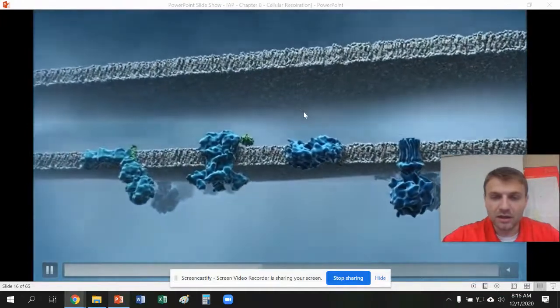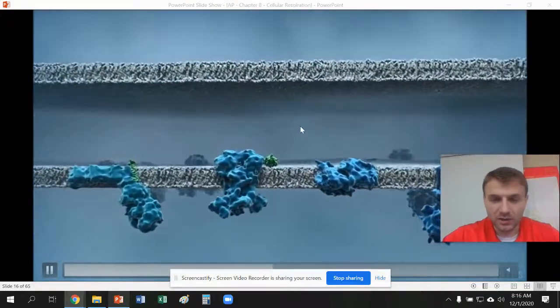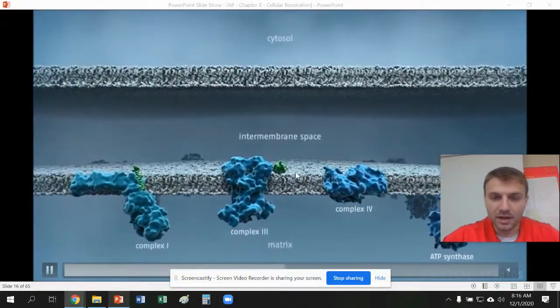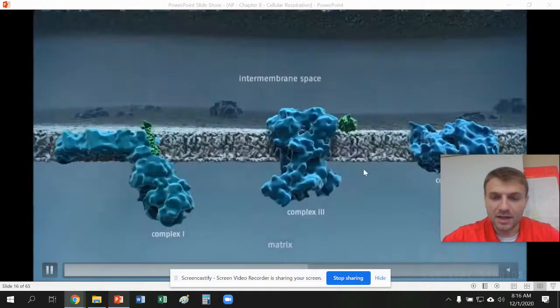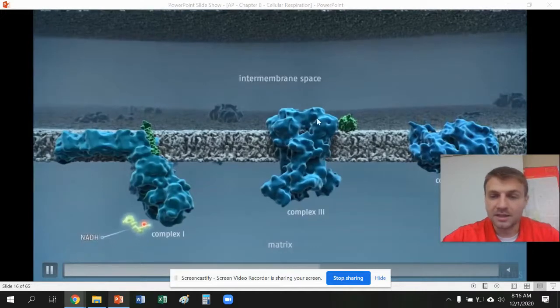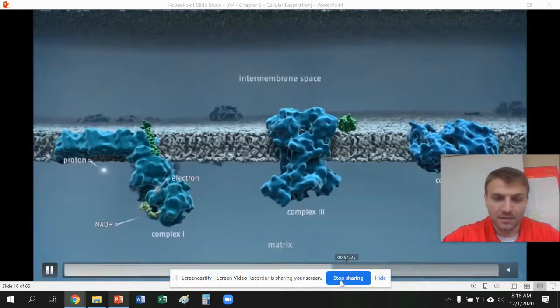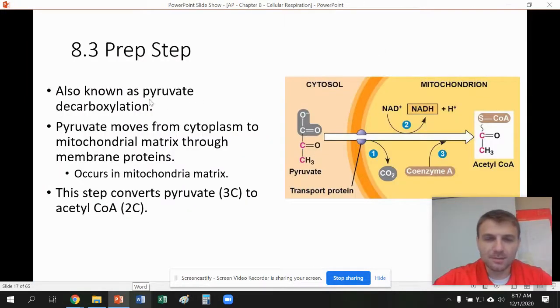Now it's going to show you again what each location looks like a little bit more in depth. We have two membranes, we have the inner membrane space, we have the cytoplasm, and we have the matrix. This is where a lot of the ATP is going to be produced on that inner membrane. The prep step is also known as pyruvate decarboxylation, and I know they're going to give a couple names for each step. It's just what it is.